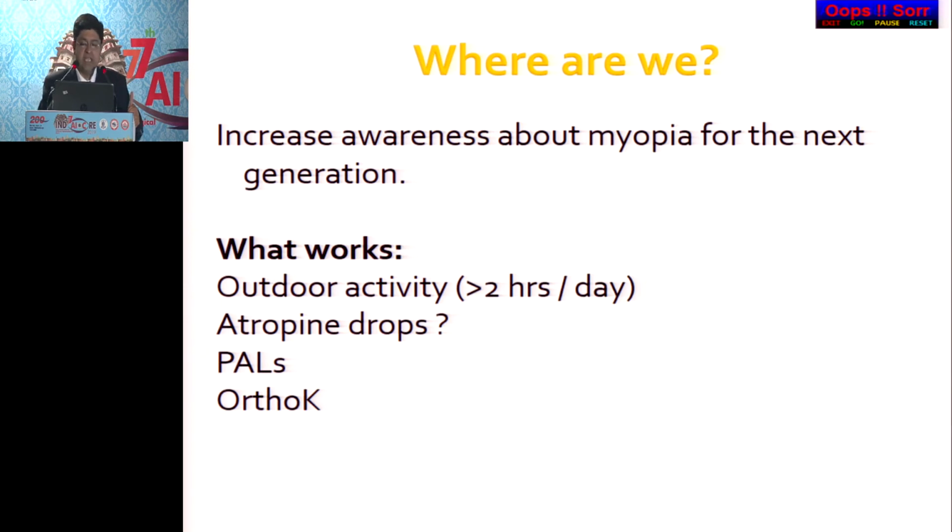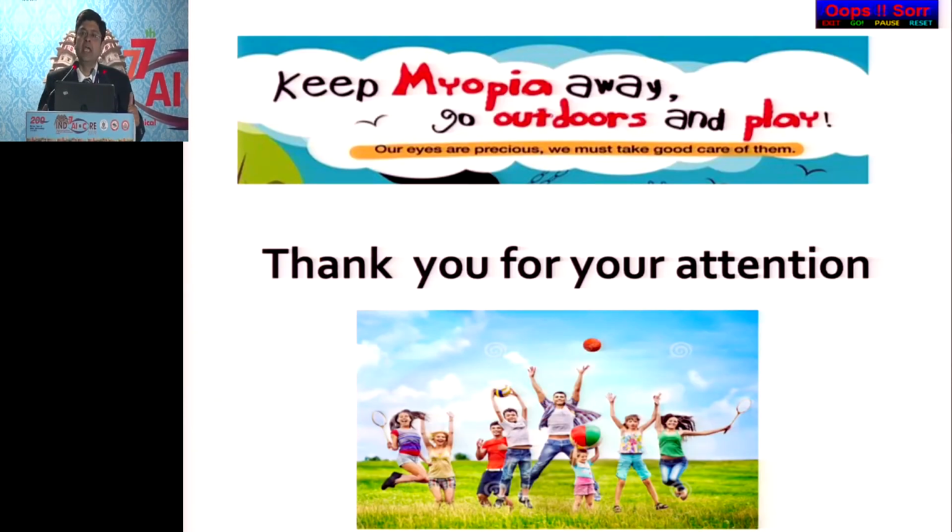So where are we? The key is to increase awareness about myopia in the next generation. We are sure that outdoor activity works. Atropine, how effective it is in our Indian population, we really need to accumulate data and understand its effect, particularly the long-term effect on the eye and the growth of the child. We know about peripheral additional lenses as well as ortho-K. So we are still looking at and evaluating and understanding myopic progression in children and how we can prevent progression and halt it so that they do not become high myopes. Thank you.